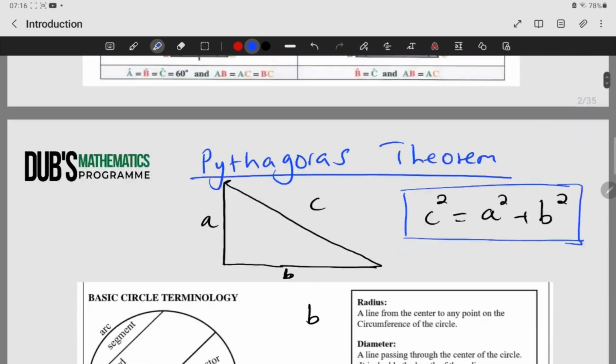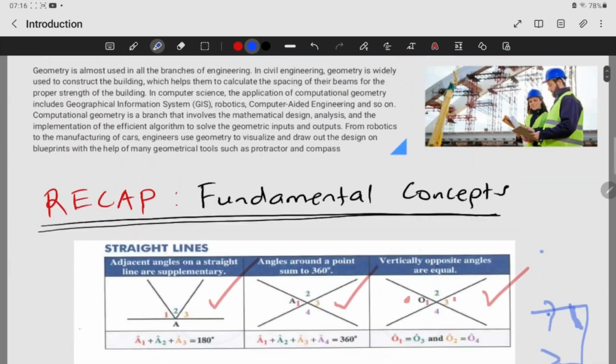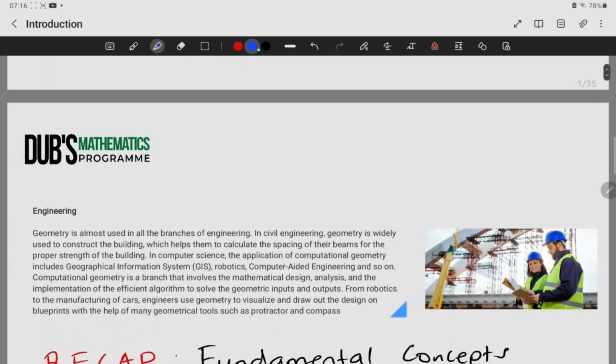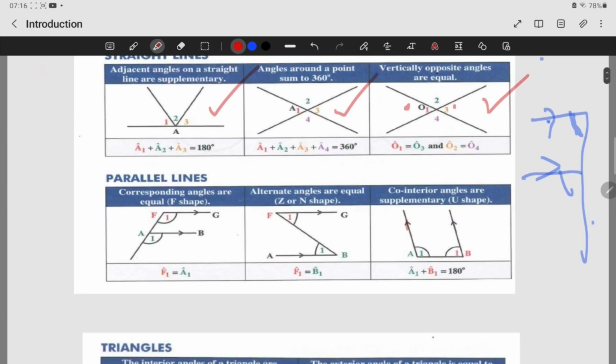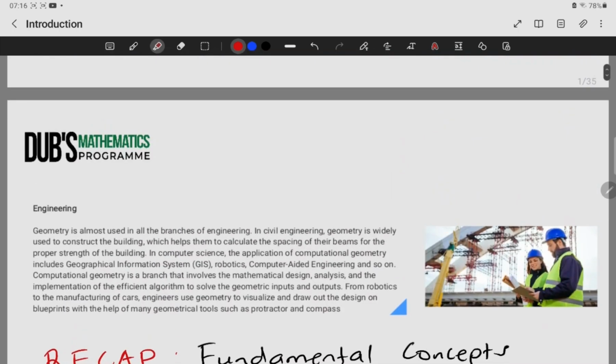But now I want to show you the converse of this. What is a converse? A converse is a reverse. So we know that if you've got two parallel lines, the angles that form an F are going to be equal. So that is going to be equal to that angle. What is the converse of this? The converse is the opposite now.